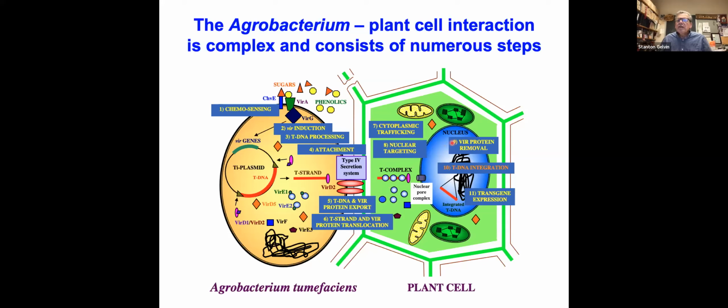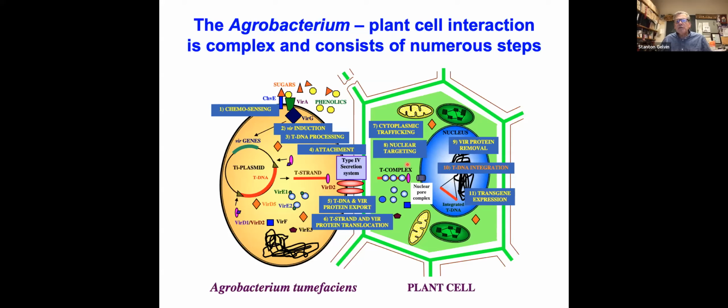Once the T-DNA or the T complex is in the nucleus, these Vir proteins have to be removed. The T-DNA can then integrate into the chromosome, where it becomes stably transformed, and the transgenes encoded on the T-DNA are expressed. So this is all a very complex process requiring many different bacterial genes and proteins, but more importantly, probably hundreds of different plant genes and proteins.